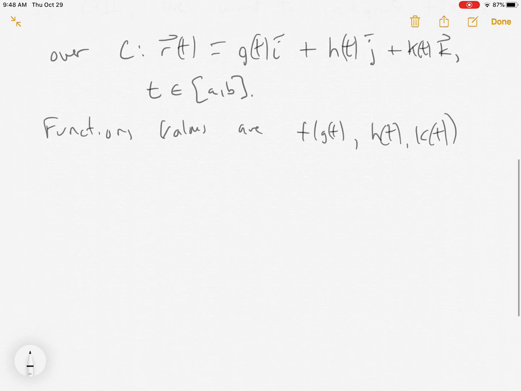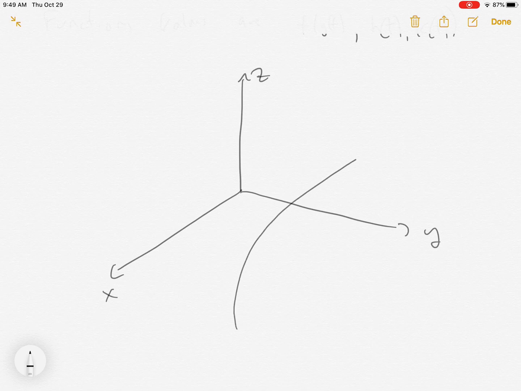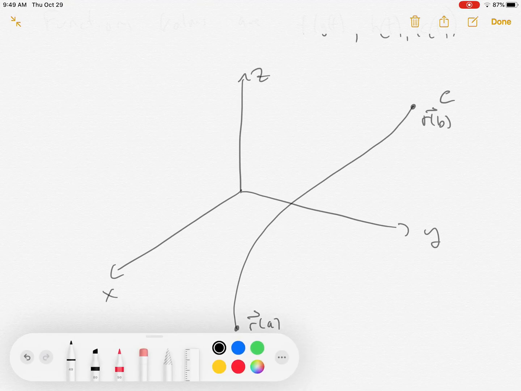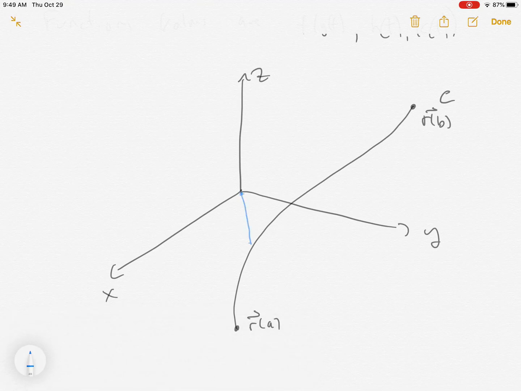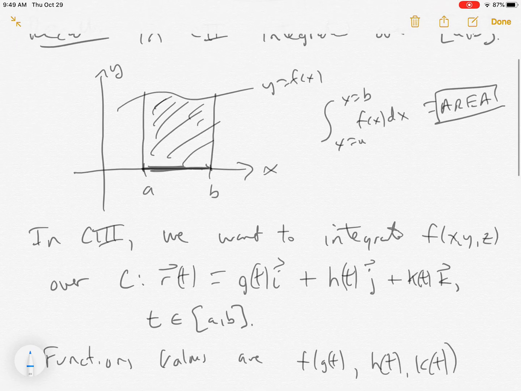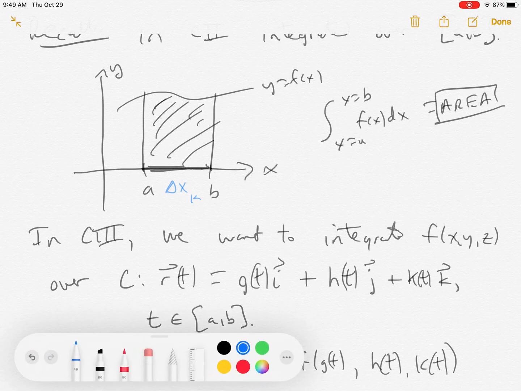Let's draw a picture to get a better sense of what I'm trying to explain here. So here's just some random curve out in 3 space. This is our curve C. This bottom point here will be r of a. The top point here will be r of b. And then the r itself is this position vector emanating from the origin, right? Okay, same idea though. Up here what we did is we called this a little delta x.